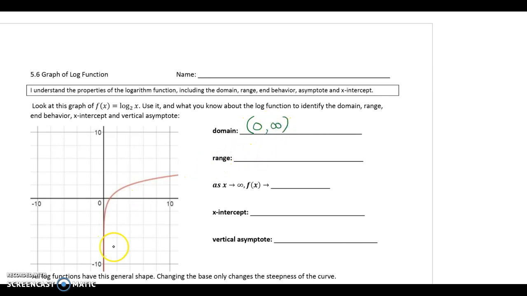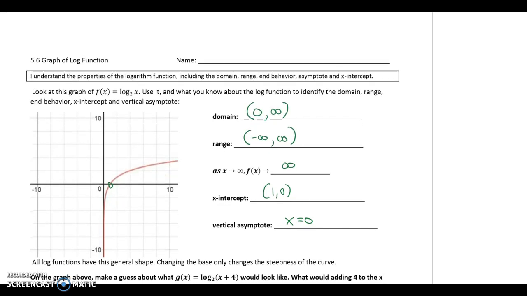The range, the lowest it goes is negative infinity. And this will eventually reach up to positive infinity. So as we look at this, as x goes out to infinity, the f of x, the graph itself, will go up to positive infinity. Our x-intercept, right there, should be at (1, 0), and the vertical asymptote is on the y-axis there, going through the x-axis at 0.